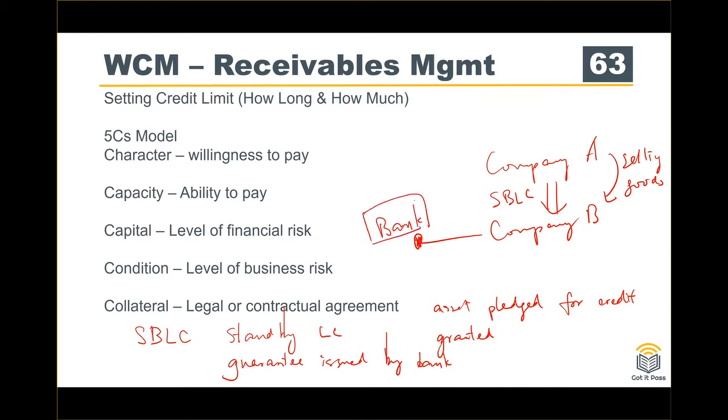and the bank issue a standby LC. The standby LC then pass to company A. So company A has the assets pledged against the credit to be granted. Okay, in this case, company A may say, hey, I grant you 30 days of the credit period based on this standby LC. So here is about the collateral. Then, okay, we just cover the 5 C's model under the credit limit setting procedures.